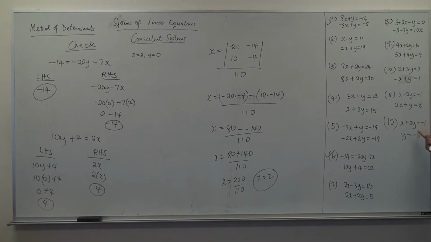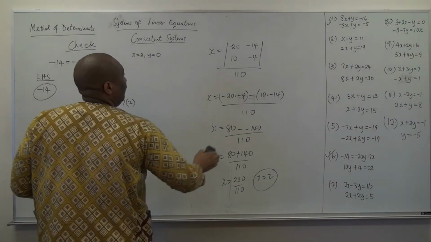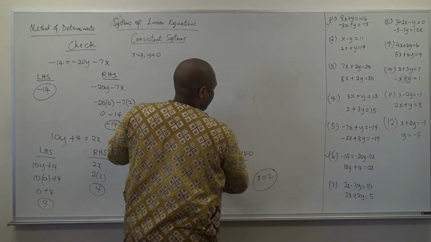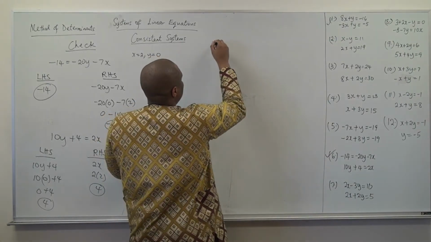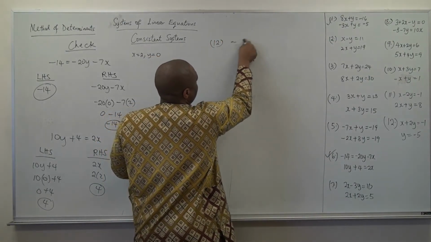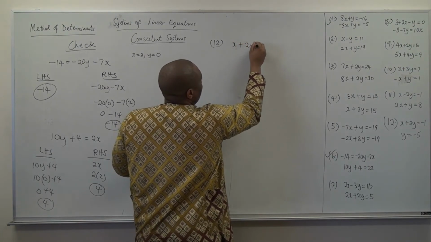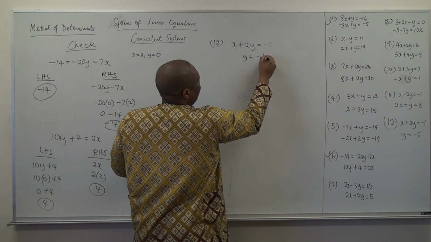Now, in this case, you can easily substitute, right? You can easily substitute to find x, because 2 times negative 5 is negative 10. Negative 1 plus 10 is 9, and x will be 9. But what if you don't want to use substitution method here? If it is incomplete, you can still solve it with determinant method, like you have here. You can solve number 12 with determinant method. If you have x plus 2y equal to negative 1, and then you have y to be negative 5.